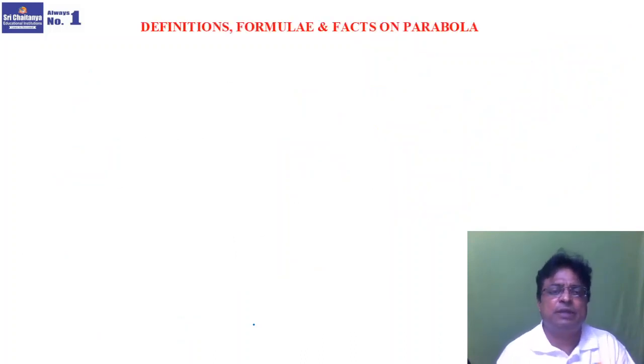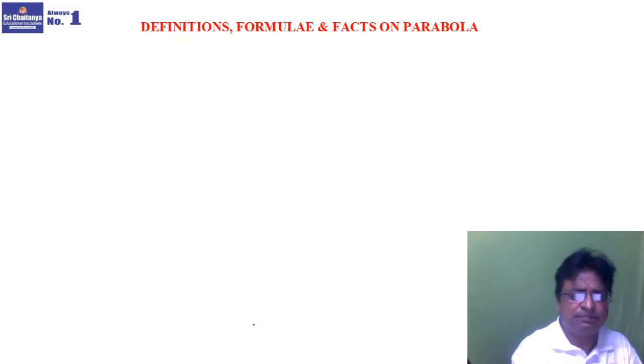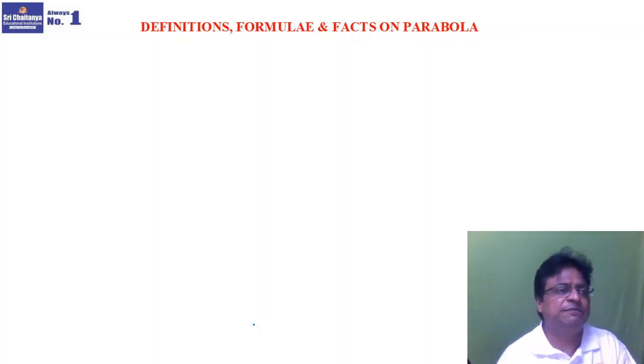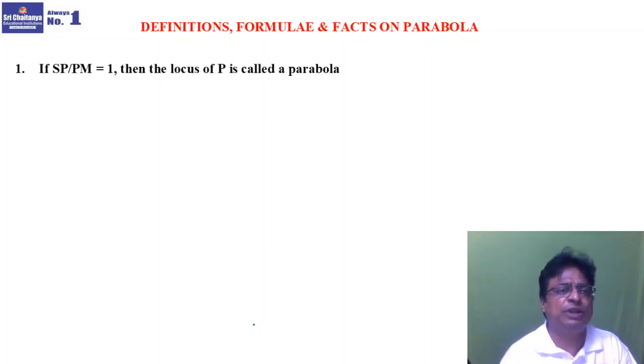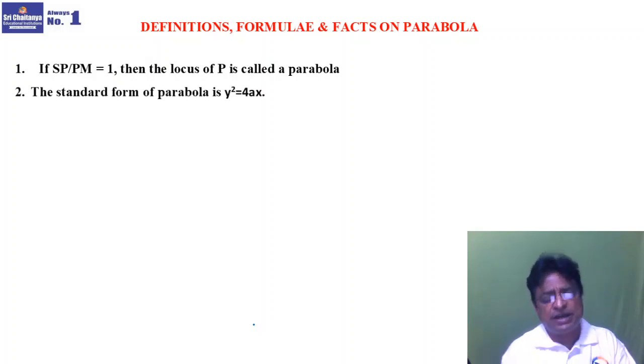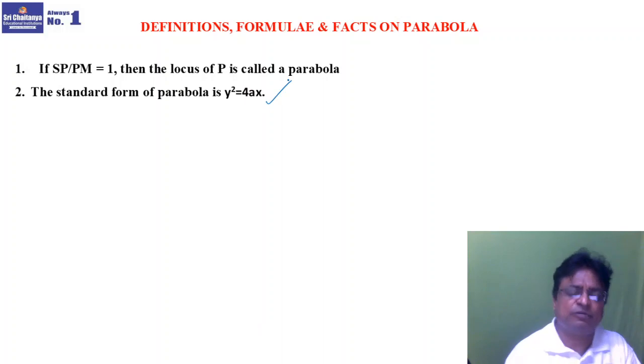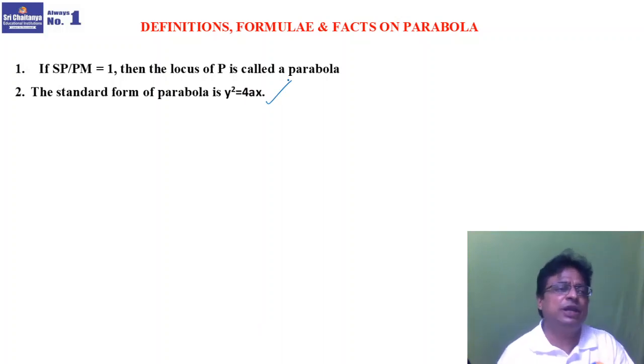So now we are concentrating on the parabola. As I said in a previous point, if the locus of P is such that SP by PM is equal to 1, then the locus of P is called a parabola. The standard form of the parabola is, in general, y square equals 4ax, but there are several varieties of parabolas, so we are slowly learning each and every variety.